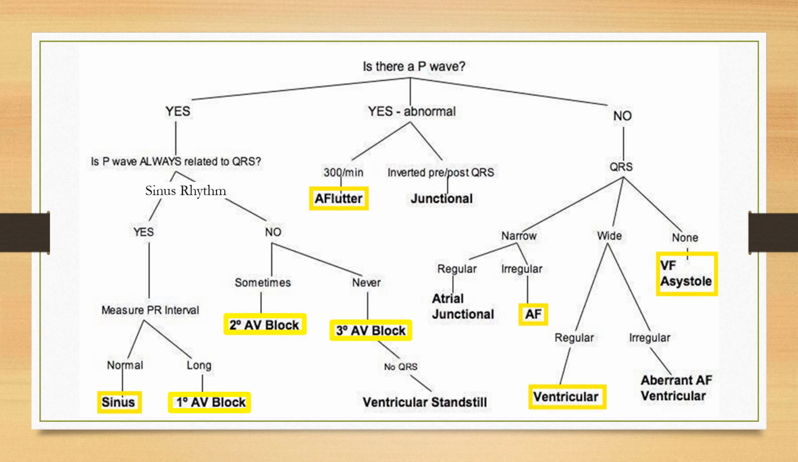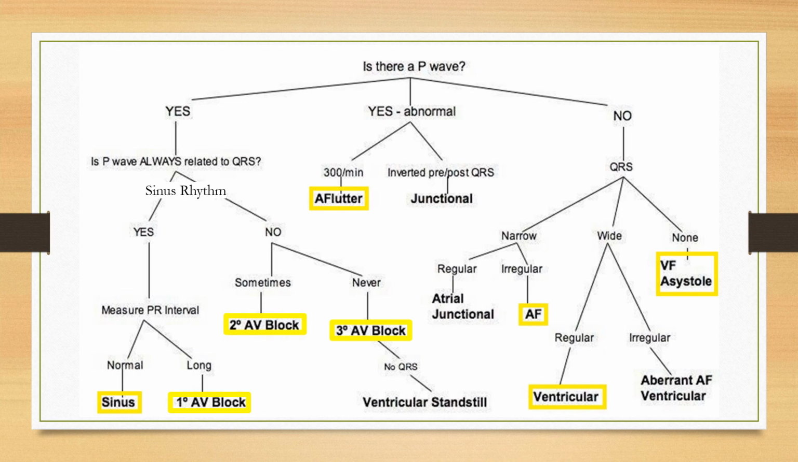It goes down the bundle of His, splits into left and right bundles, goes to the Purkinje fibers, and that's an extremely fast way of depolarizing the ventricle. So the QRS will be narrow. Okay. Is it irregular with no P waves and the QRSs are narrow? Okay. That's atrial fibrillation. No P waves, very irregular, and typically a narrow QRS. Okay. We won't focus on atrial or junctional rhythms.